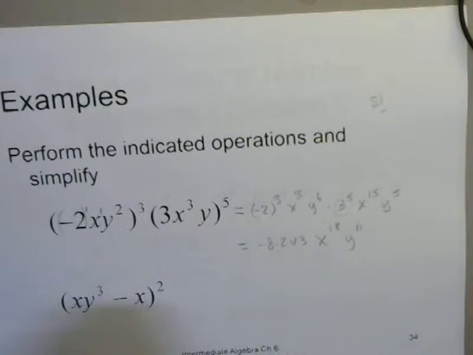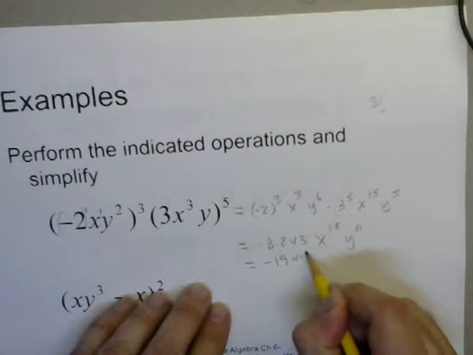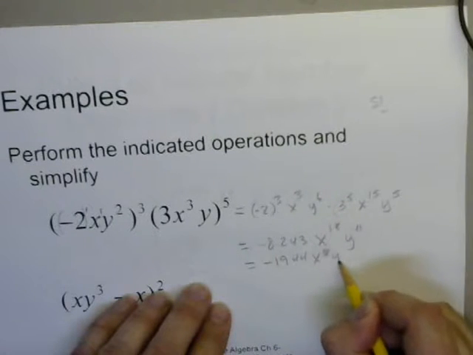Maybe just to simplify the number there, if you take 8 times 243, that'll give you 1944. So this will be -1944 times x to the 18th, y to the 11th.